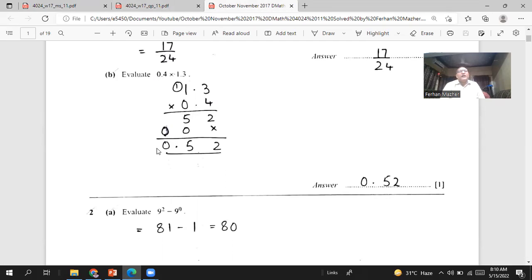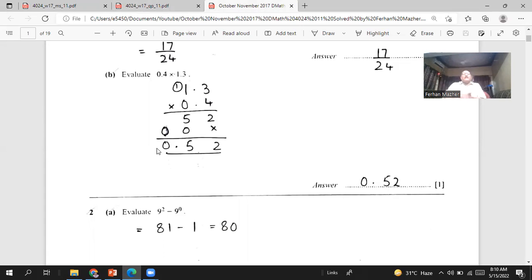Here my student has adopted the other method. In this method, you directly multiply them. So 1.3 multiply 0.4: 4 3s are 12, and 4 1s are 4, 4 and 1 is 5, 0 3s are 0, 0 1s are 0. So you get 2 5 and 0. Because there were 2 digits after the decimal, in the answer you leave 2 digits from the right and put the decimal. So the answer is 0.52.